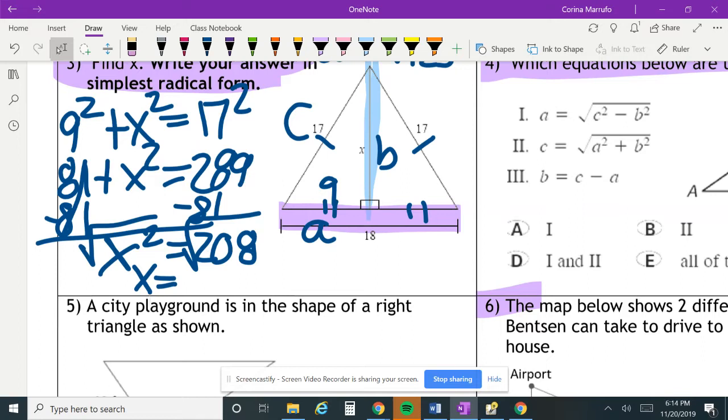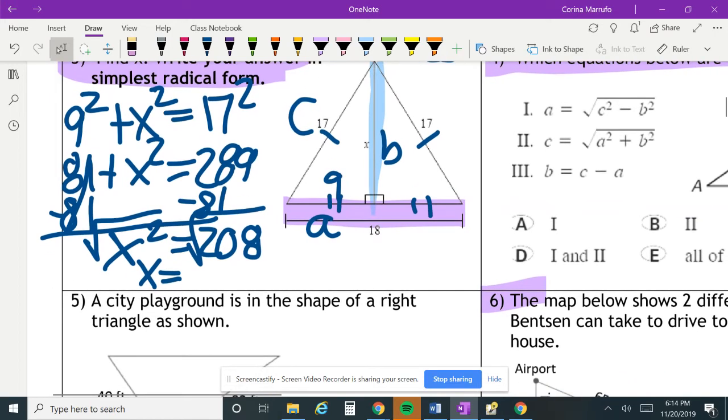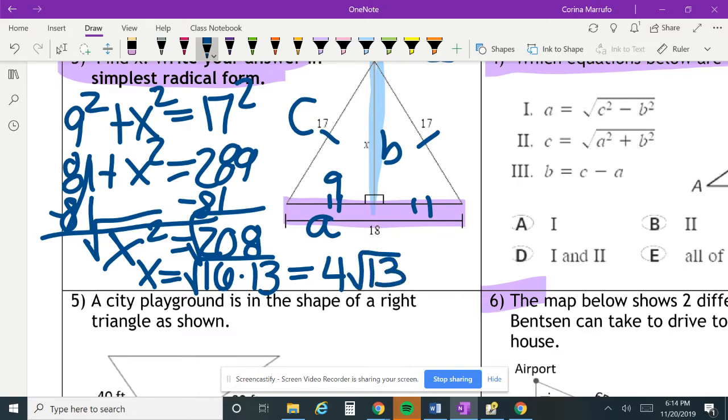So 208, I believe, we can divide it by 16. So that means it's going to be the square root of 16 times 13. And the square root of 16 gives us 4. And the square root of 13.